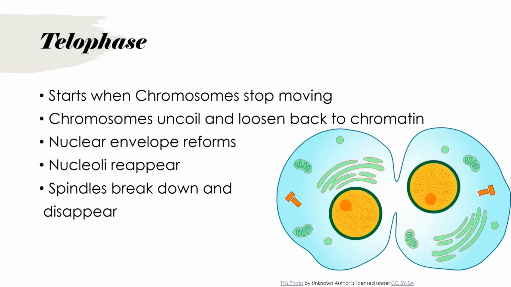Telophase, which is the final phase of mitosis, starts when the chromosomes stop moving. Chromosomes will then uncoil and loosen back into chromatin. The nuclear envelope will start to reform, as you can see here. The nucleoli reappears here. The spindles are completely gone, and the cell is almost completely divided.